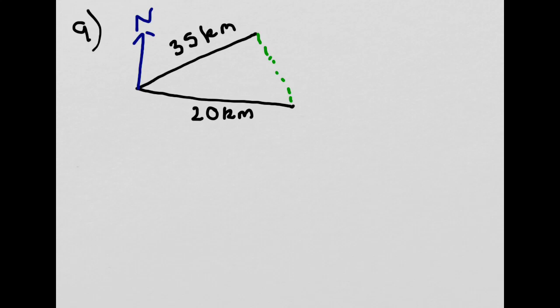So in question 9, we're looking to find the distance between 2 oil rigs, which is the dotted green line I've drawn in here. Now we know that the first oil rig, Delta, is a distance of 35 kilometres away on a bearing of 50 degrees. That means this small angle in here is 50 degrees, and that's to your Delta oil rig.